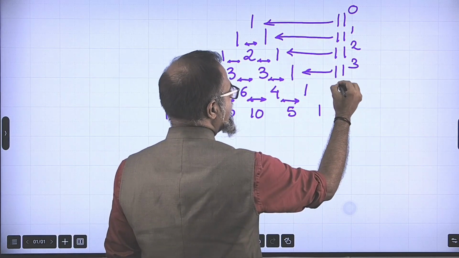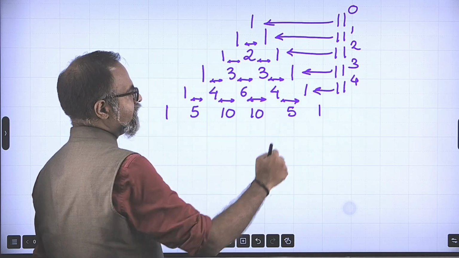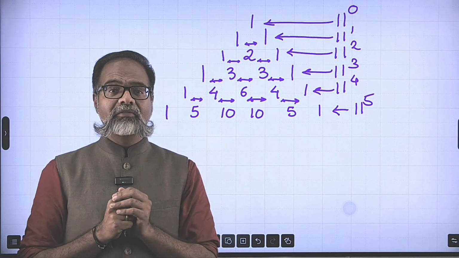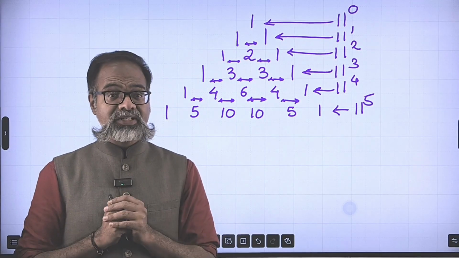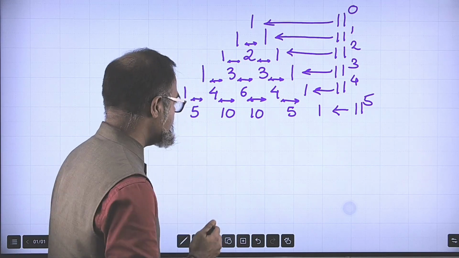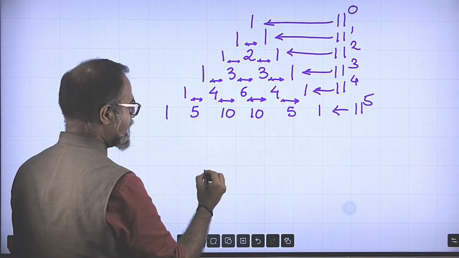11 cube is 1331. 11 raised to the power 4 is 14,641. But is 11 to the power 5 15101051? No. Then does the Pascal's triangle break down here? Well, let's actually see what the value should be. So 11 to the power 5 is 11 to the power 4 multiplied by 11.